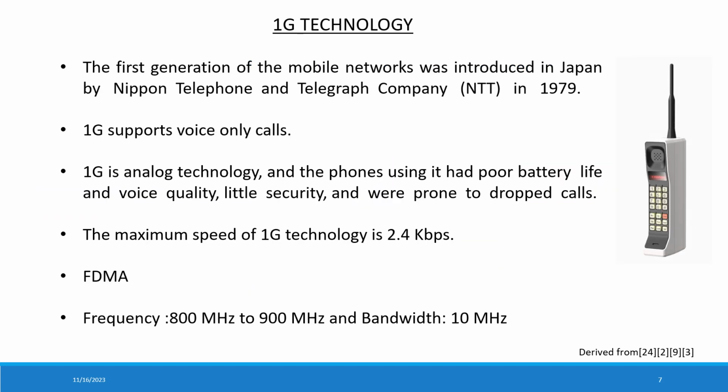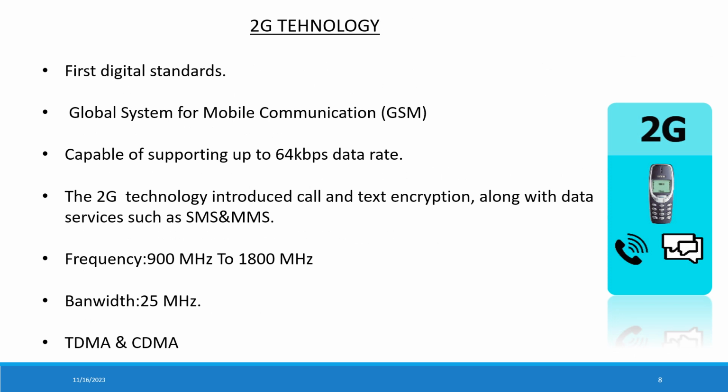1G technology. 1G was the first generation of mobile cellular network and it was introduced in Japan by NTT, that is Nippon Telegraph and Telephone Company, in 1979. 1G is an analog technology and it supports voice calling only. The maximum speed of 1G technology is 2.4 kilobits per second, the frequency ranges from 800 megahertz to 900 megahertz, the bandwidth is 10 megahertz, and the multiple access technique used in 1G is frequency division multiple access.